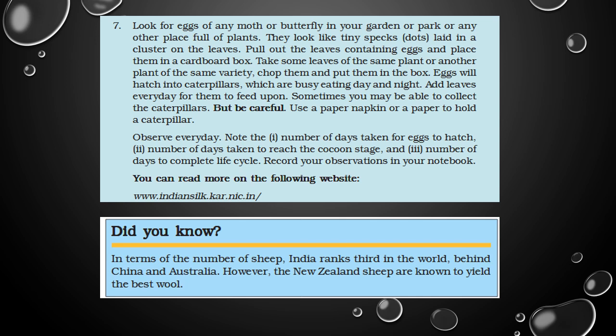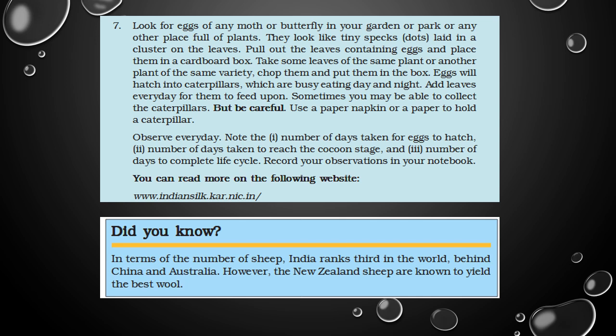Use a paper napkin or a paper to hold a caterpillar. Observe every day. 1. Note the number of days taken for eggs to hatch. 2. Number of days taken to reach the cocoon stage. 3. Number of days to complete the life cycle. Record your observation in your notebook. You can read more on the following website. Please note this website and try to find out.